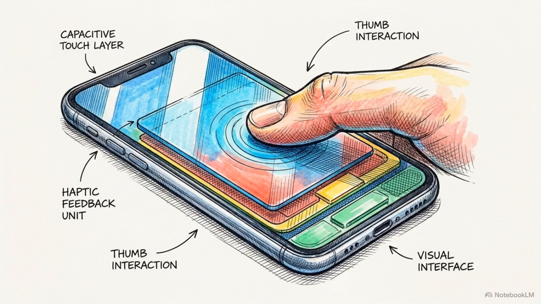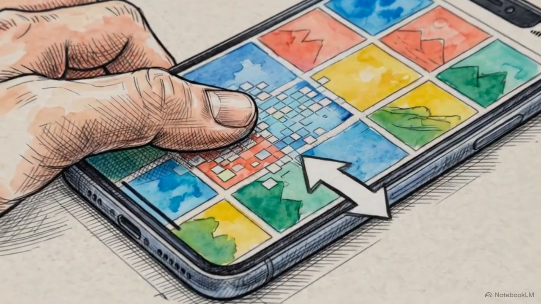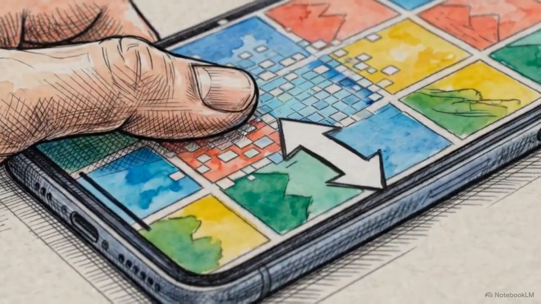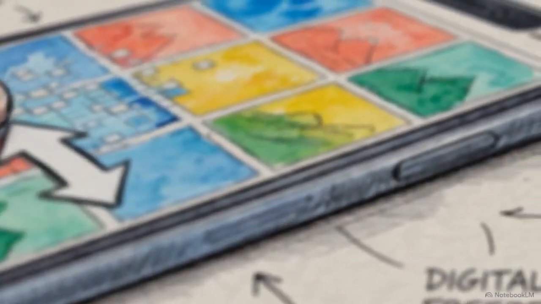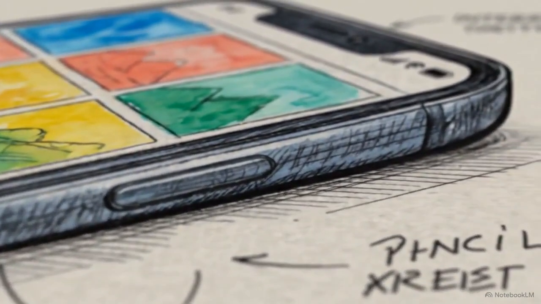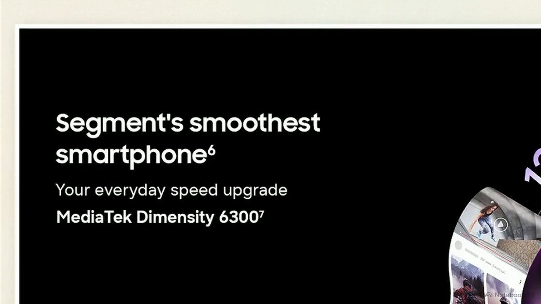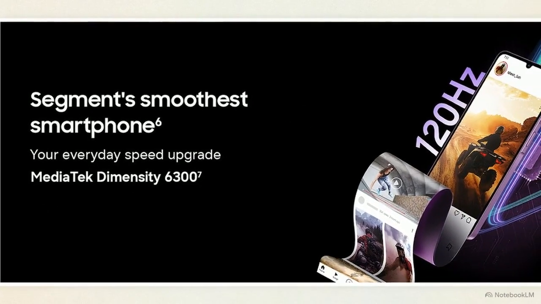Taking a brand new smartphone out of the box, swiping across the screen should be instantaneous. But with the Samsung Galaxy M17e 5G, users are finding that basic interface gestures frequently stutter and freeze. This lag contradicts the device's own marketing. Official promotional materials highlight two major hardware pillars: a smooth 120Hz display and a capable MediaTek Dimensity 6300 processor.